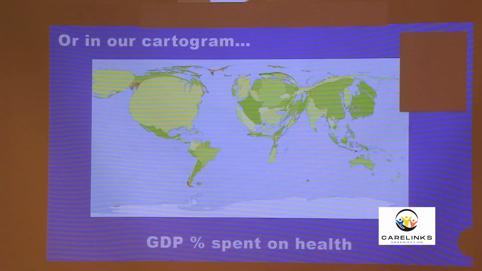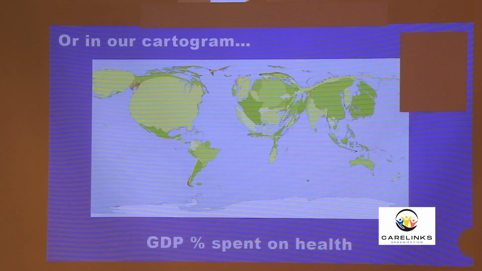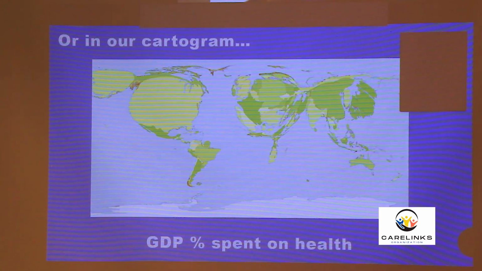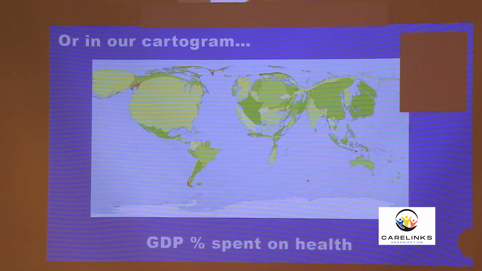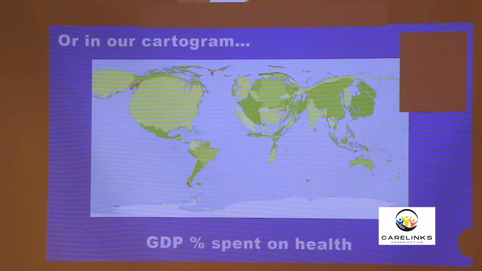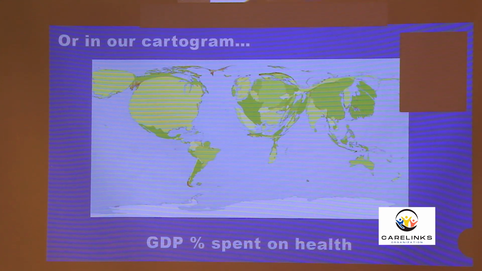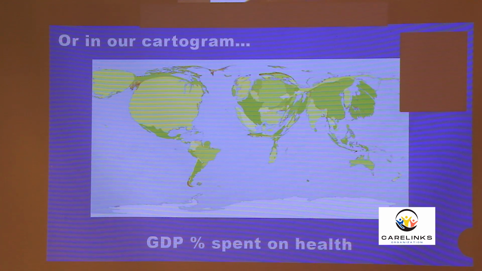And this is the cartogram again, percent spent on health, and you can see the, let's call it obesity of the U.S. spending in health on the left compared to others. And if you look in the middle, you can see Africa, a tiny little portion of this cartogram, representing very low percent of GDP spent on health overall in that continent.